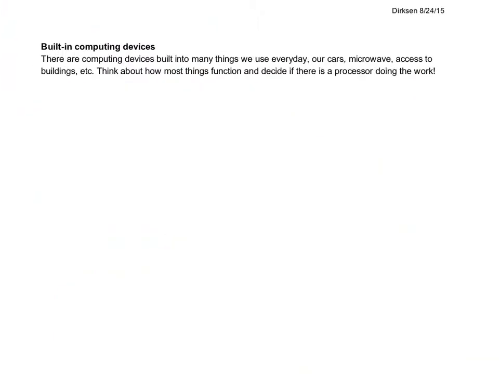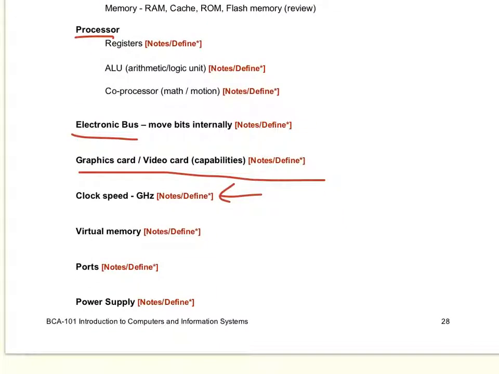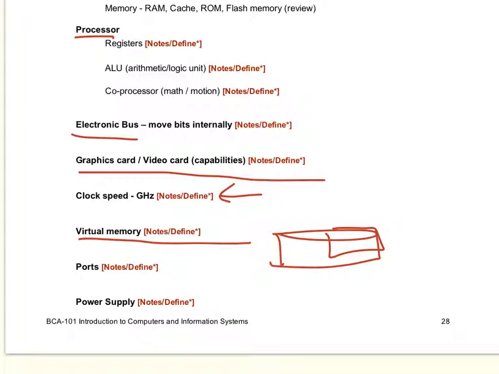Built-in computing devices, we talked about that. They're building them into almost everything nowadays. System unit, motherboard, processor, bus travels the data through, some kind of graphics card, and then we were interested in the speed, remember? How many gigahertz? And that relationship. Virtual memory, remember that's on some type of hard drive, and it acts like memory when we're short on memory.